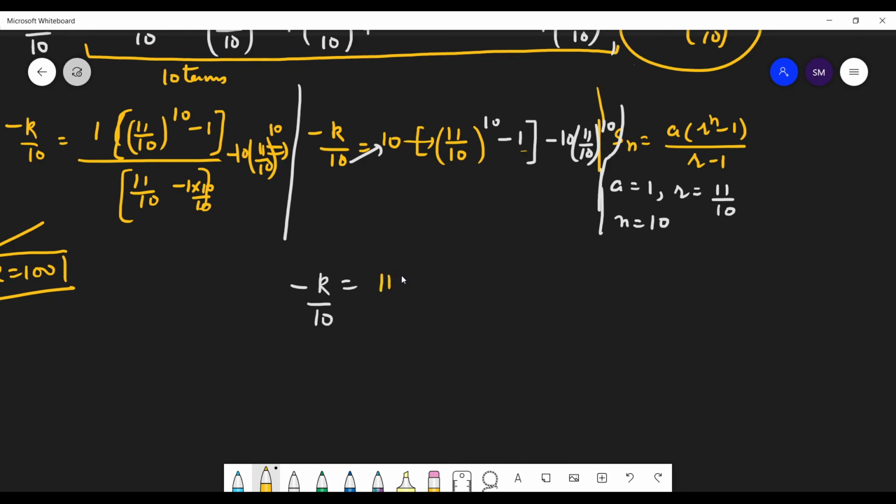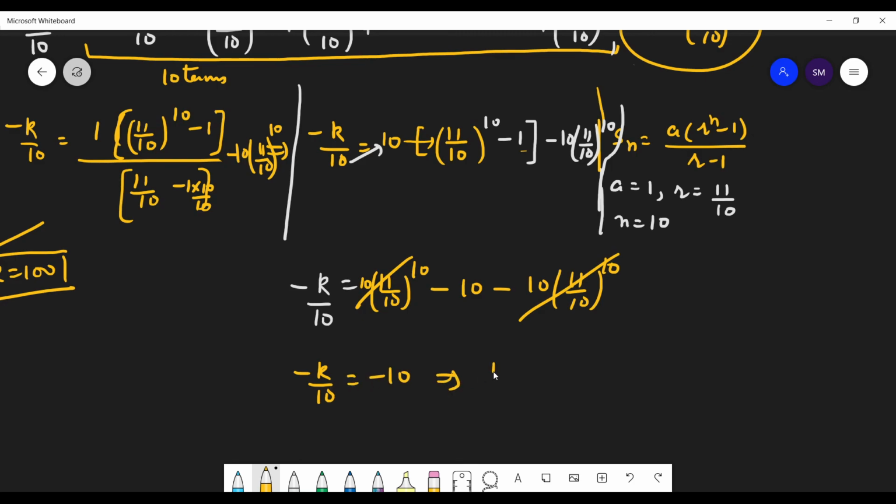So 10 into, or you can write 10 into 11 upon 10 raised to power 10, minus 10 into 11 raised to power 10 upon 10. So this is clearly cancelling out. Yes, right? So minus k upon 10 is equal to minus 10. So this gives me k is equal to 100. Okay, students?